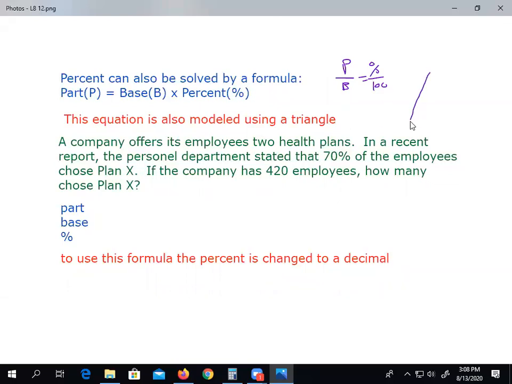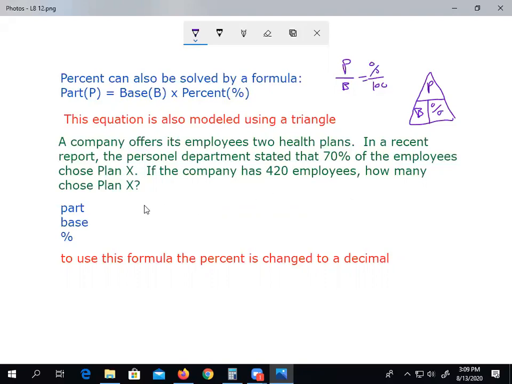So if I draw like a little triangle over here, it's going to be in 3 little pieces. The part goes on the top, and then it's going to be the base times the rate, which is usually going to be the percent. So let's look at the example here. A company offers its employees 2 health plans. In a recent report, the personnel department stated that 70% of the employees chose Plan X. If the company has 420 employees, how many chose Plan X?